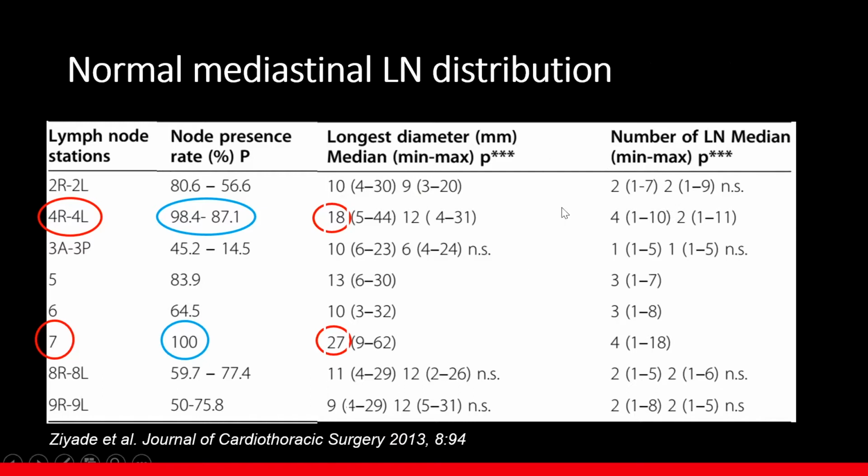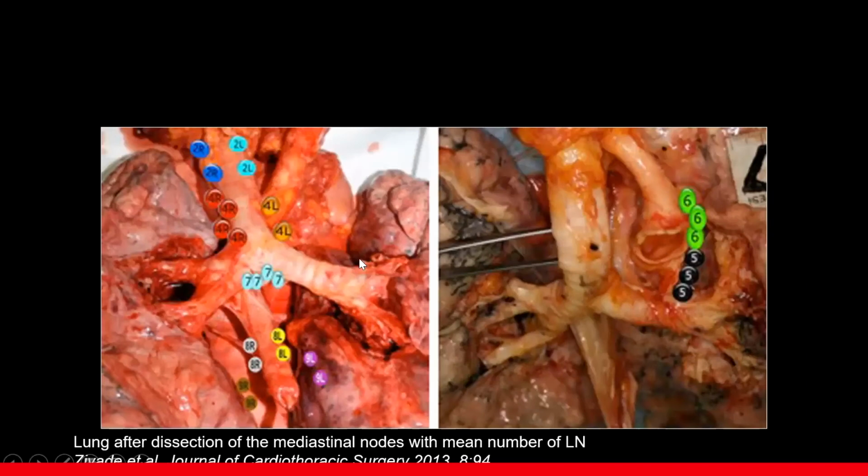And this is the number of lymph nodes normally present. So we can see in the subcarinal area, the normal lymph nodes can be up to 4. This is an image showing the number of lymph nodes in different locations. Most common obviously is the subcarinal area.